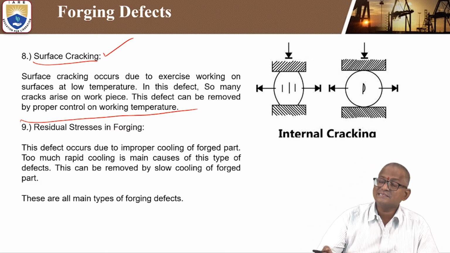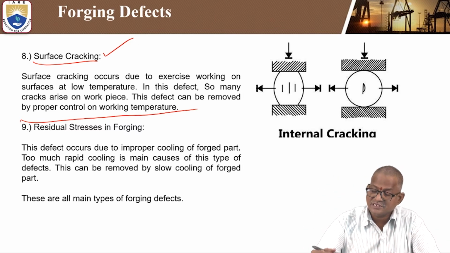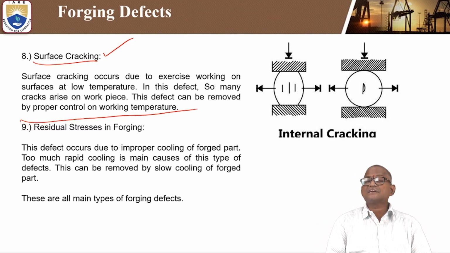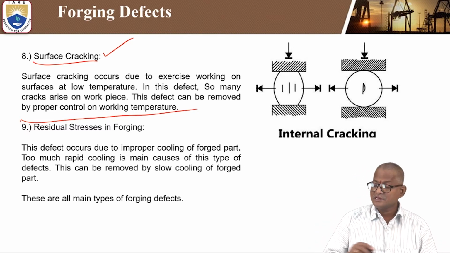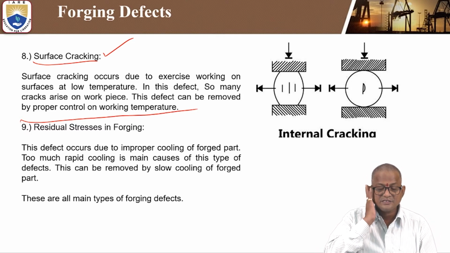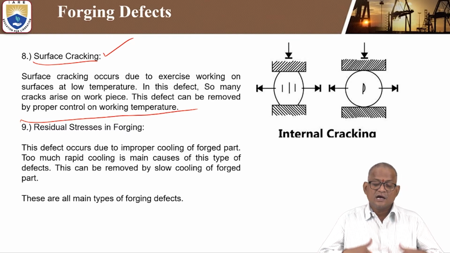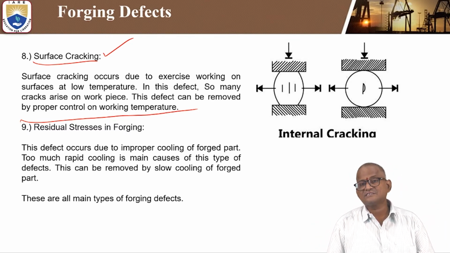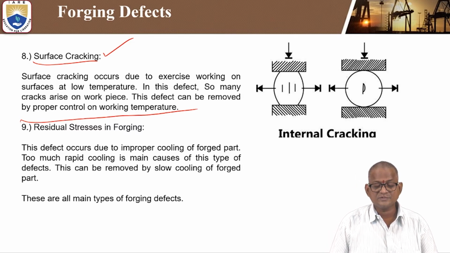And what are the internal cracks which cannot be seen? You can see from the diagram itself how many cracks can be obtained while performing this hot extrusion process. Now, residual stresses in forging. What are the various residual stresses involved in the forging process?